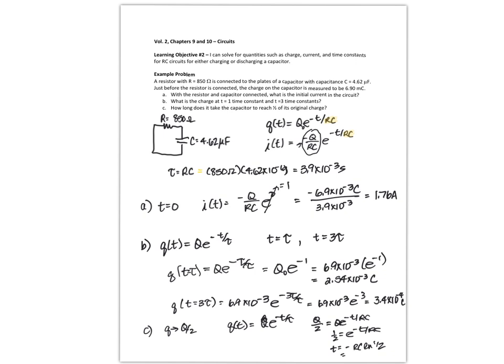And I see that that time ends up to be 2.73 times 10 to the minus 3 seconds. And so we see that that time is even a little bit less than the time constant, and that helps us understand how the current decreased so quickly when I was answering my questions to part B. So hopefully this is a little bit helpful.